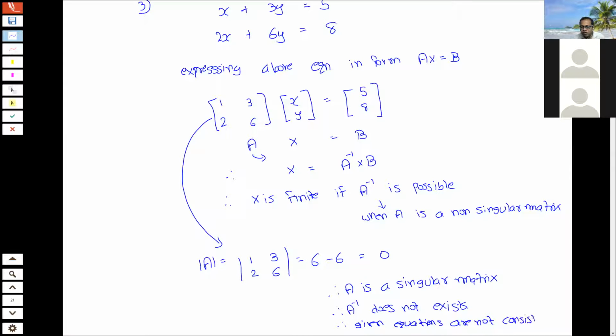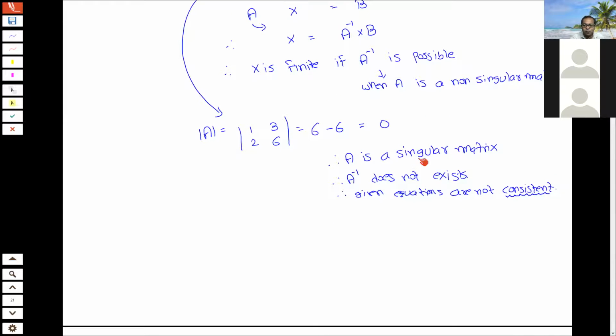not consistent. Not consistent means that you cannot find the values of x and y, because as you can see, matrix X which is x and y is the product of these two, A inverse into B. A inverse itself is not possible, so you cannot solve the equations. So are you clear what to do? Yes, sir. Okay.